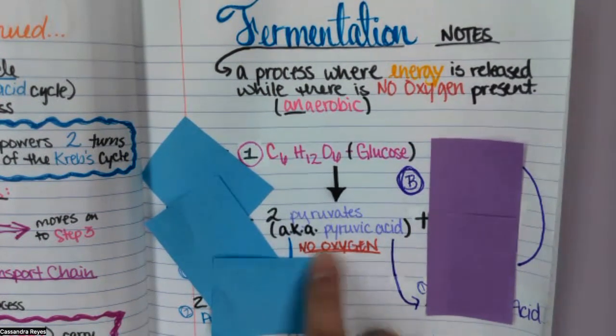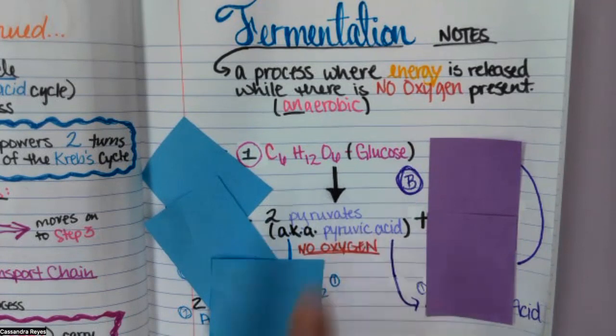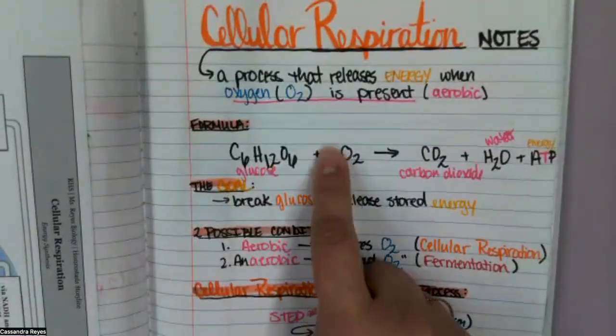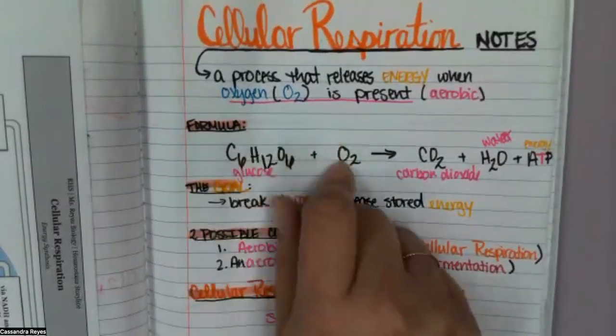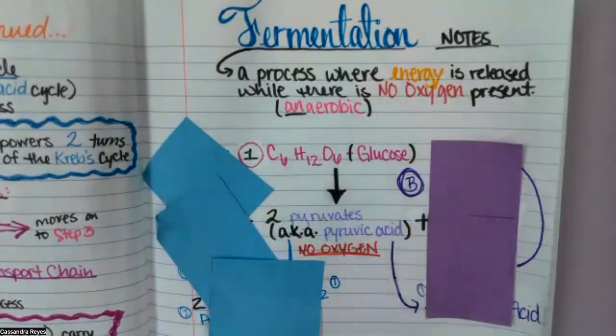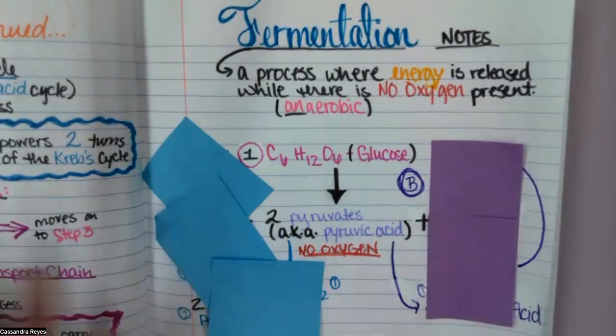Now, don't forget that there is no oxygen present in this system. So if we don't have oxygen, cellular respiration cannot occur. That's just not going to happen. So this is where the fermentation process is going to come in handy.